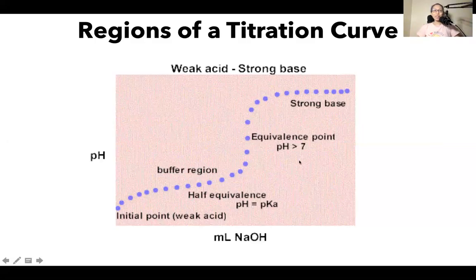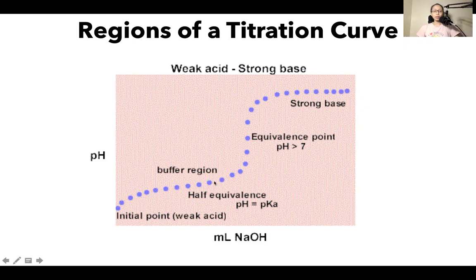Let's review the regions of a titration curve. So first, we have the initial rise in pH of our solution. Take note, this is the titration curve for a weak acid, strong base titration, meaning our analyte or sample solution is a weak acid and our titrant is a strong base. Initially, we observe a bit of rise in pH, followed by the slight leveling off of pH.